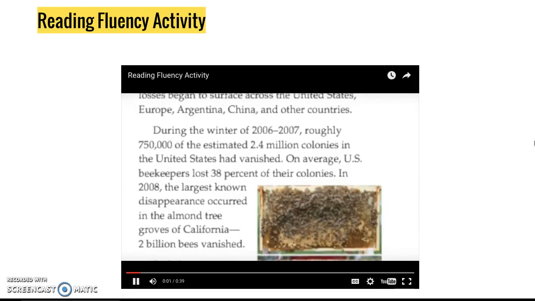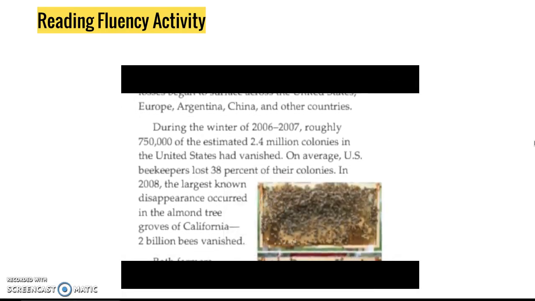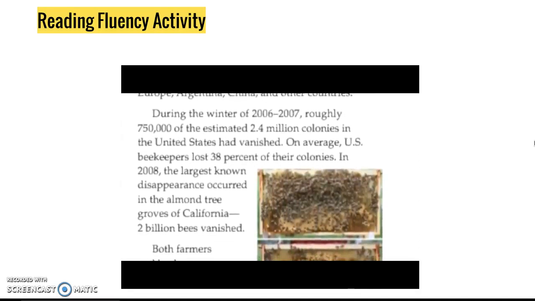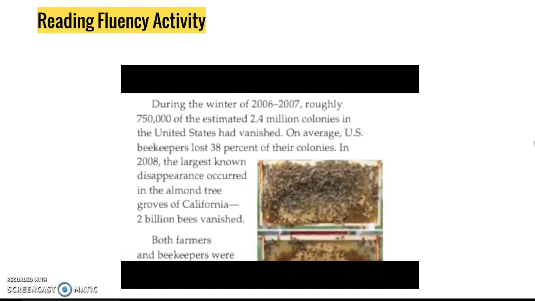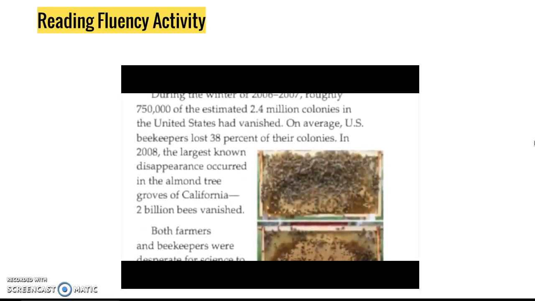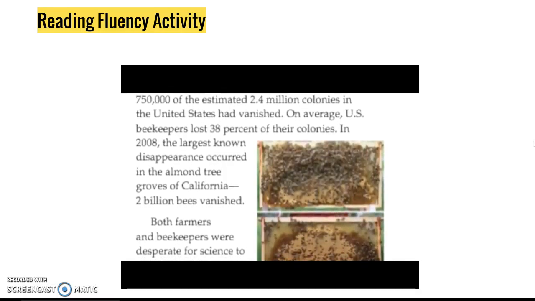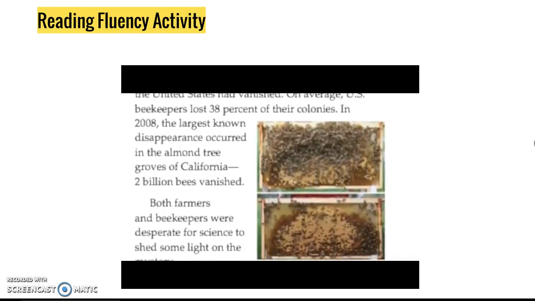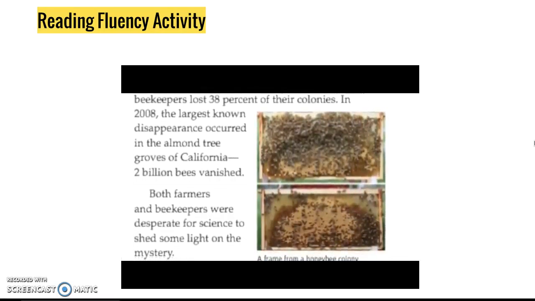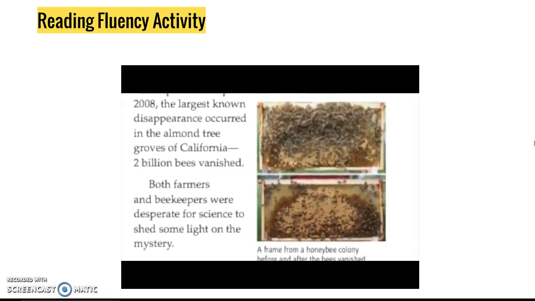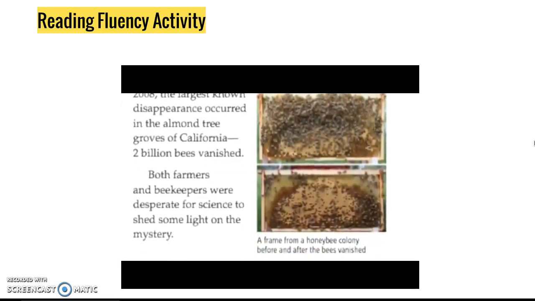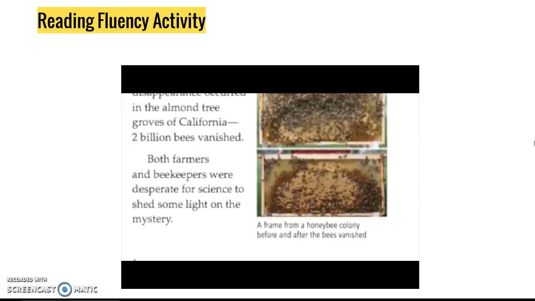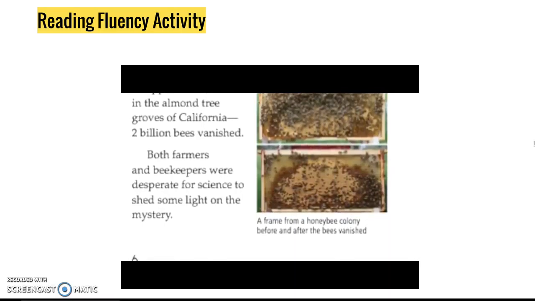During the winter of 2006 and 2007, roughly 750,000 of the estimated 2.4 million colonies in the United States have vanished. On average, U.S. beekeepers lost 38% of their colonies. In 2008, the largest known disappearance occurred in the almond tree groves of California. 2 billion bees vanished. Both farmers and beekeepers were desperate for science to shed some light on the mystery.